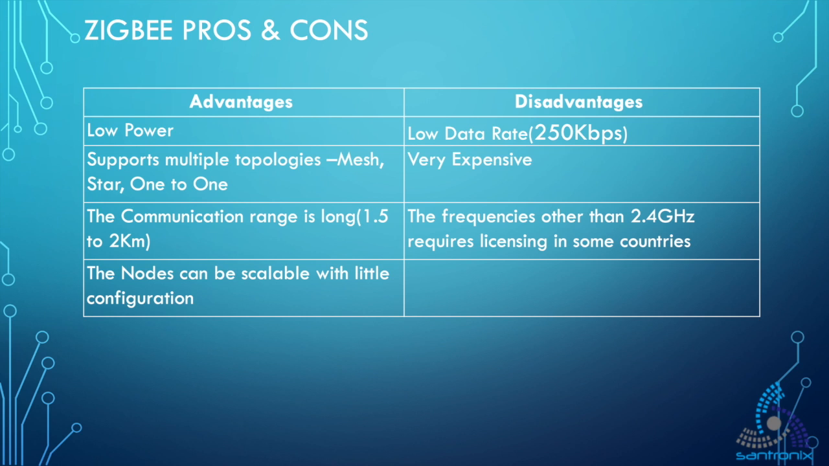Then the disadvantages are basically that it still has a low data rate, 250 kbps, so probably not good for applications where you need a higher data rate. It is also expensive. ZigBee is not so commonly used. If you compare it with Wi-Fi devices or Bluetooth devices, you will find that the ZigBee chips are quite expensive, around $4 to $5. The frequencies other than 2.4 gigahertz require licensing. Because 2.4 gigahertz is on unlicensed terms, it can be widely used. But when it comes to a sub gigahertz band, as we saw in the European and North American bands, this would require licensing in those countries.